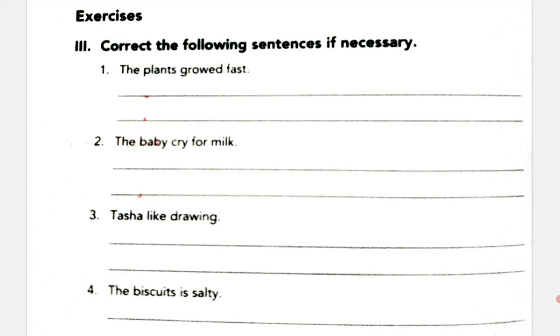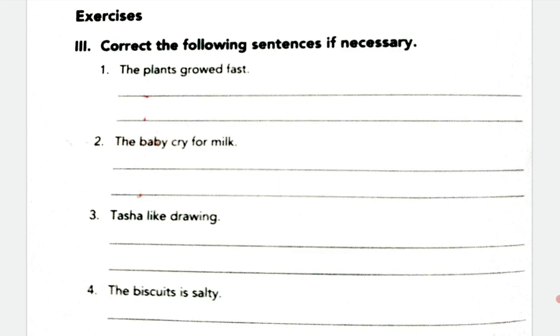Okay, now let us look into the exercises based on what we have discussed. Correct the following sentences if necessary. The plants growed fast. There is no usage called growed. It is: the plants grew fast. The baby cried for milk. There also the tense form is wrong, right? The baby cried for milk, or the baby cries for milk. You can use it in either way.